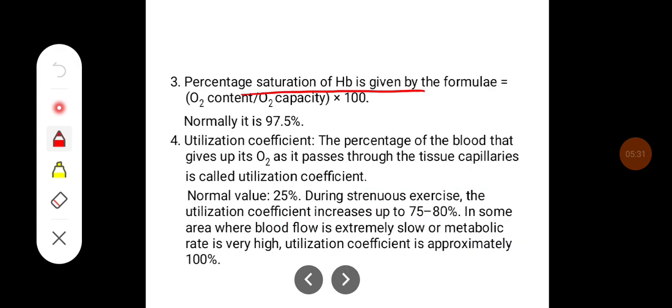The percentage of saturation of hemoglobin can be given by the formula: oxygen content divided by oxygen capacity into 100. Normally it is around 97.5%.